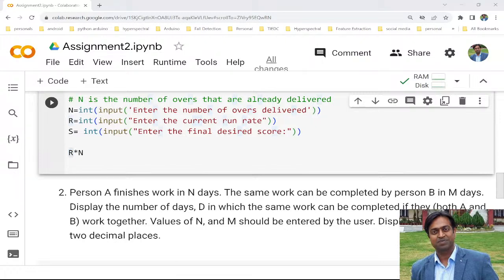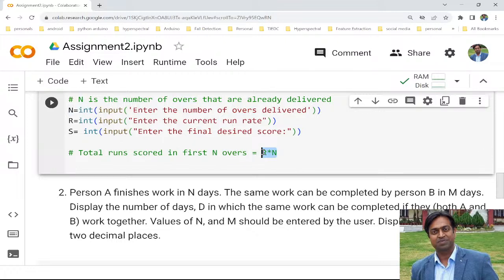And after that, just a minute. So runs scored per over in the first n overs, and since the total number of overs is n, total runs scored in first n overs is equal to r into n. Let me make it a comment, because we cannot write this thing inside a program, right? So it is just the instruction for the audience.